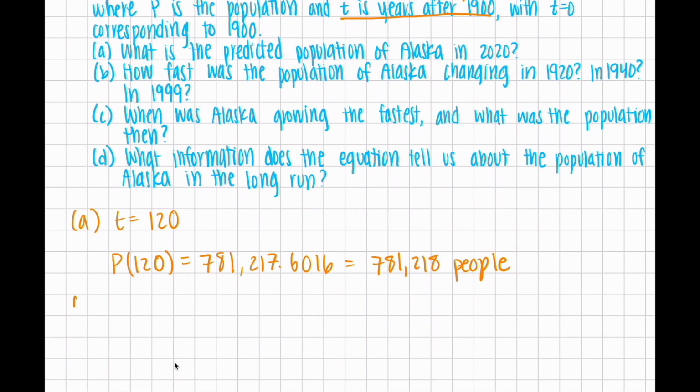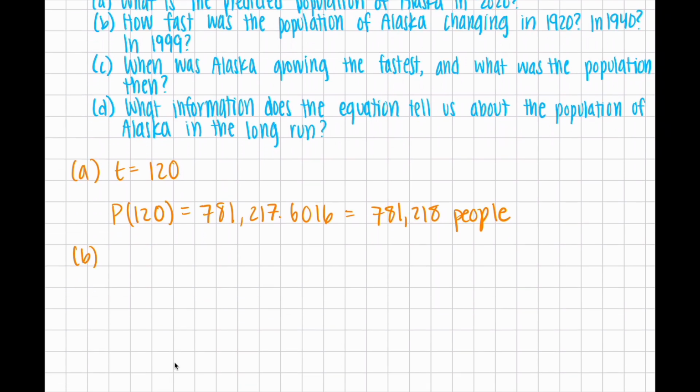Okay, part B. How fast was the population of Alaska changing in 1920? So notice they're asking about a rate of change. They're asking how fast was the population changing? So I want dP/dt, and they're asking in 1920, so that's when t equals 20. So I want to evaluate the derivative at t equals 20.